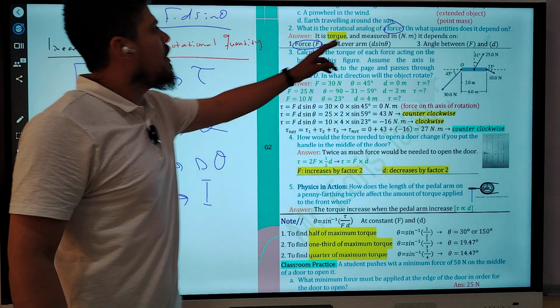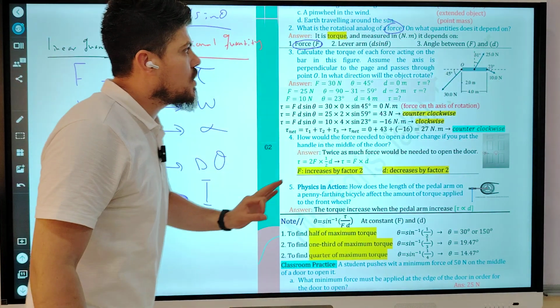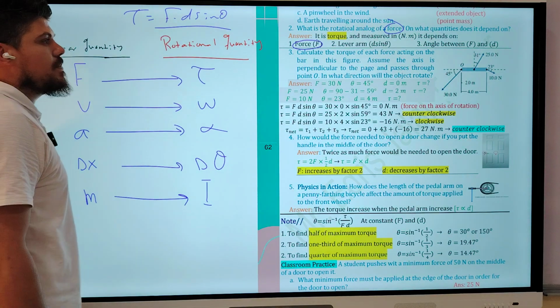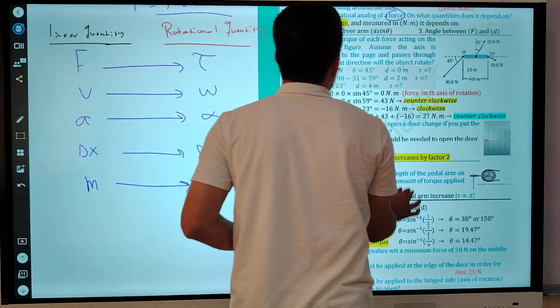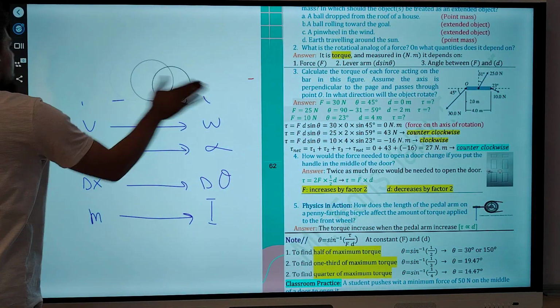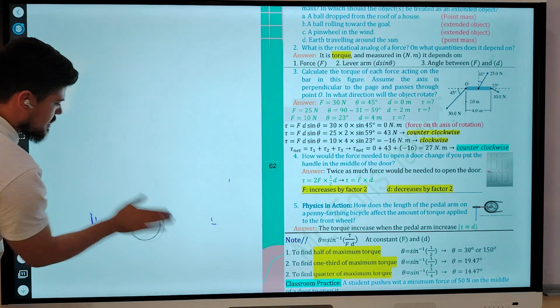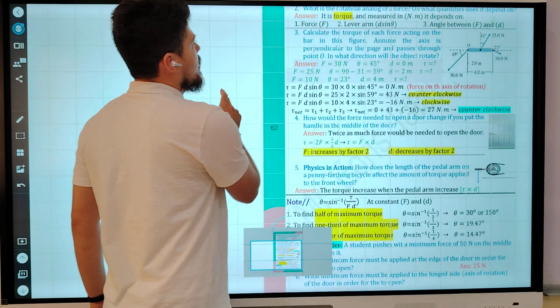Force, lever arm, which is equal to d sine theta, and angle between what? Force and distance from the axis of rotation. Okay? Look at question 3. Very good question, guys. Pay close attention, please. Listen carefully. How can you solve question 3 in section review, section 1 in chapter 2?